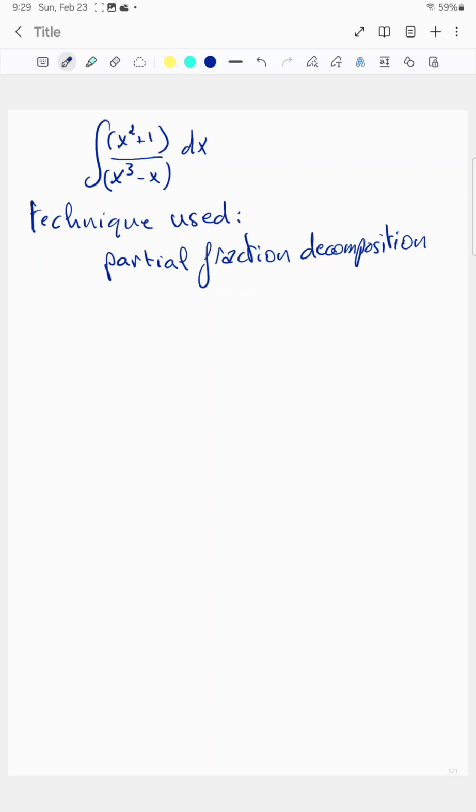So if I look at my integral, at my denominator, I know that I can factor out x from my denominator. So my integral becomes the integral of (x^2 + 1) divided by x times (x^2 - 1) dx. Now if I compare my numerator to my denominator, in my denominator I have x^2 - 1, in my numerator I have x^2 + 1. Let's put x^2 - 1 in the numerator and see how we're going to solve it.